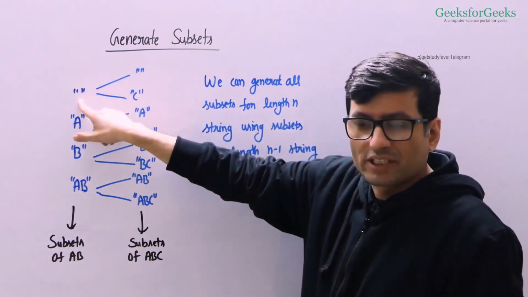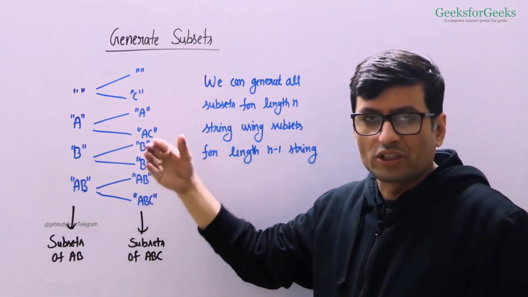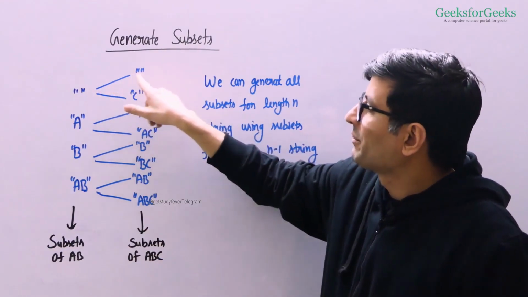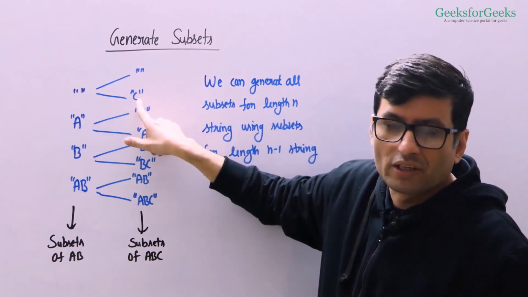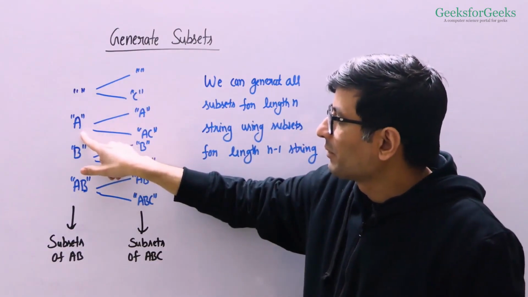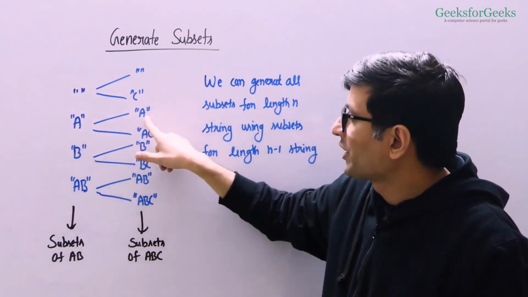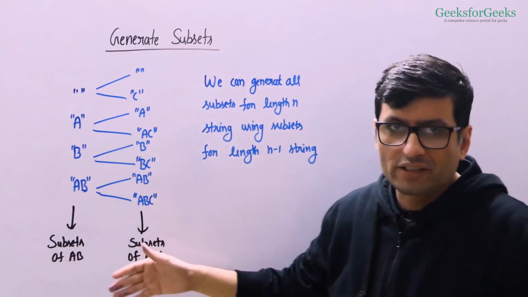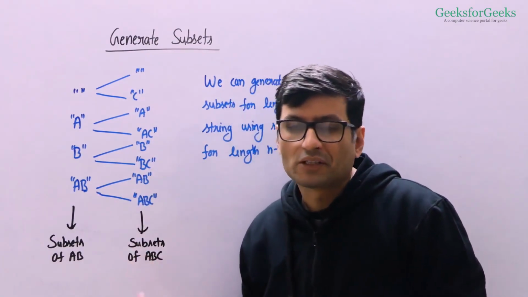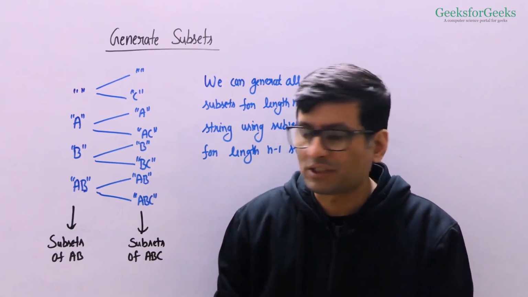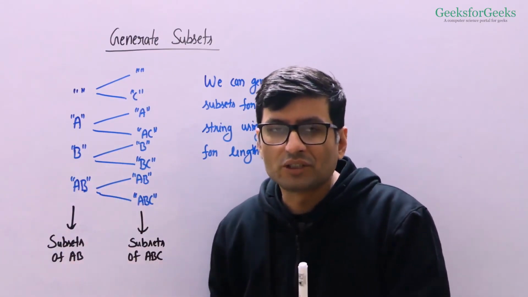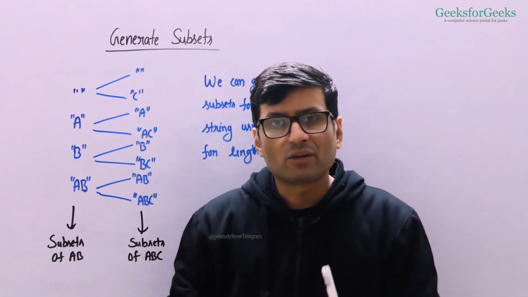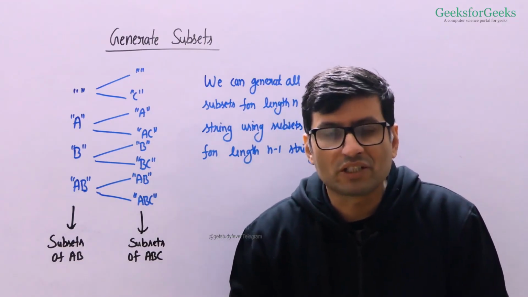So for every subset that I have for AB, I have two choices for the newly added character C. I either include it or I don't include it. I keep the empty string as it is, or I include it, I make C. In this subset also, I don't include C, I include C, don't include C, include C. This way I can generate subsets of ABC. So you have 2 raised to the power n-1 subsets for n-1 length, and using these 2 raised to the power n-1 subsets, you can generate 2 raised to the power n subsets. Now please pause this video and try to write down the complete solution.